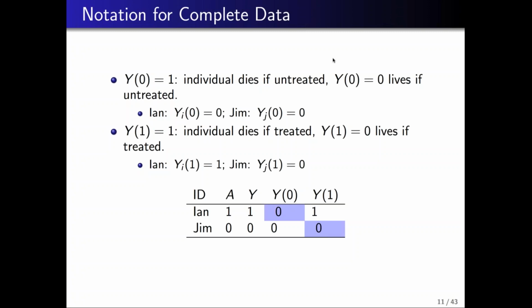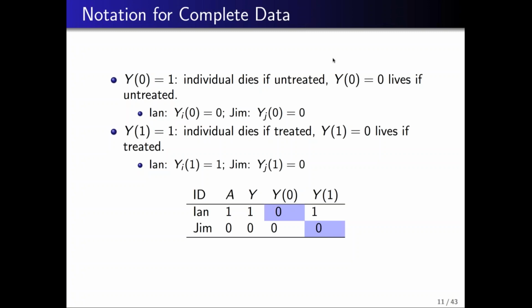In this case, Ian, if he had not taken the red pill, he would have lived, right? And Jim, if he had not taken the red pill, he lives as well. So for Ian and Jim, they both live under no treatment. Similarly, you can define the potential outcome under treatment, Y1, which will take on the value 1 if the individual dies if treated, and Y1 will equal 0 if the individual lives if treated. In this case, we know that Ian would die under treatment, so his Y_I1 is 1, and Jim would live under treatment, so his Y_J1 is 0.